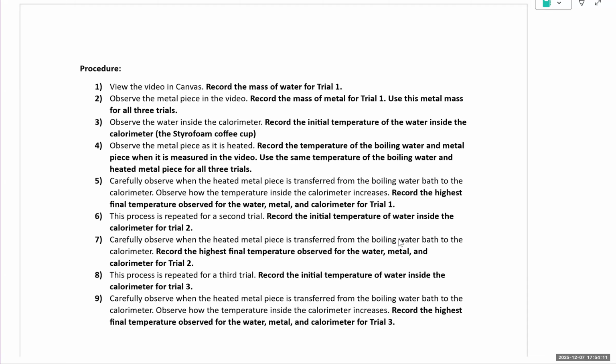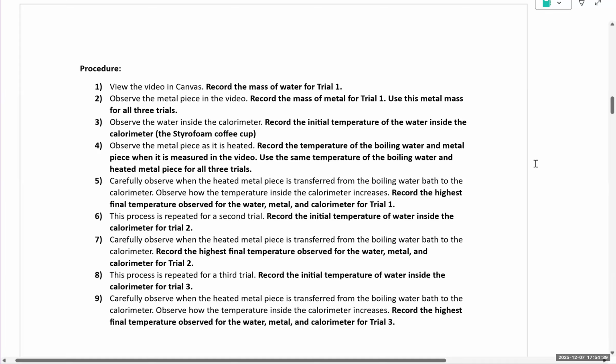We're going to observe the water inside the calorimeter, and we're going to record the initial temperature of water inside the calorimeter, which is the styrofoam coffee cup. We're going to observe the metal piece as it's heated. And when it's measured in the video, we're going to record the temperature of the boiling water and the metal piece when it's measured. I'll show you when that is. You're going to use the same temperature of boiling water and the heated metal piece for all three trials.